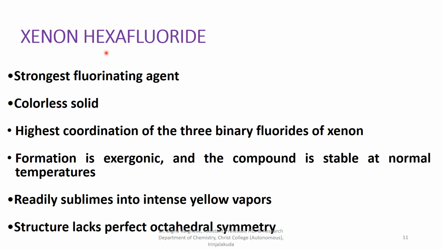Xenon hexafluoride is the strongest fluorinating agent. It's a colorless solid, the highest coordination of the 3 binary fluorides of xenon. Formation is exergonic and the compound is stable at normal temperature. It readily sublimes into intense yellow vapors. The structure lacks perfect octahedral symmetry.